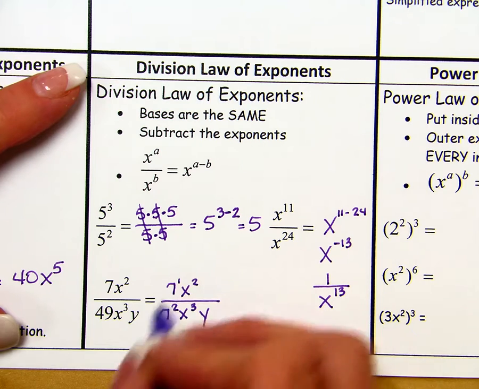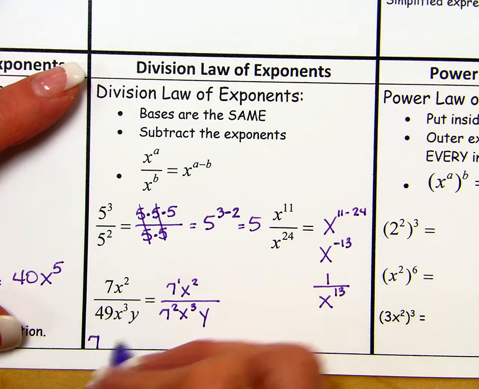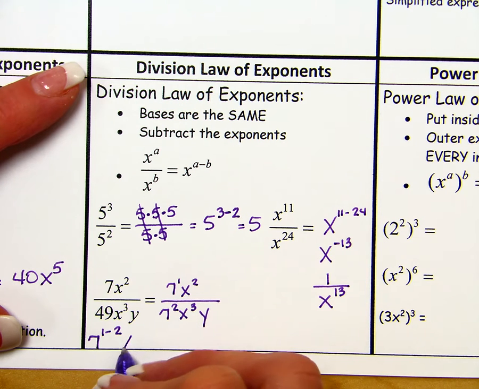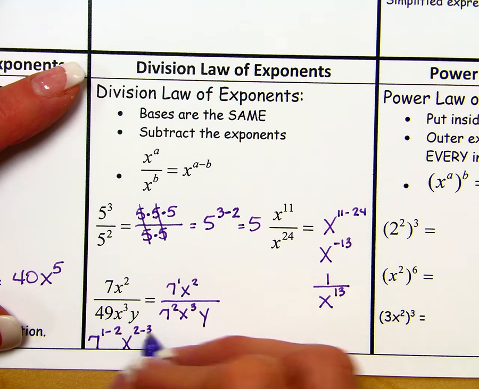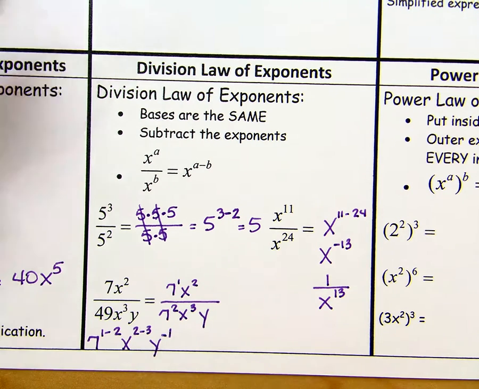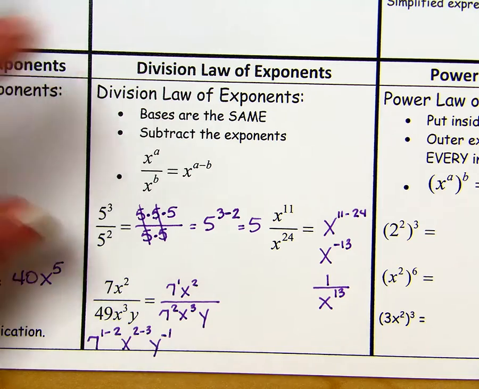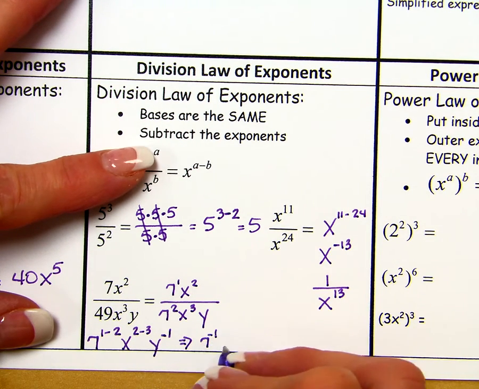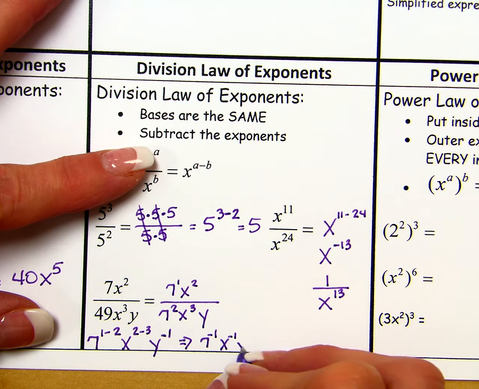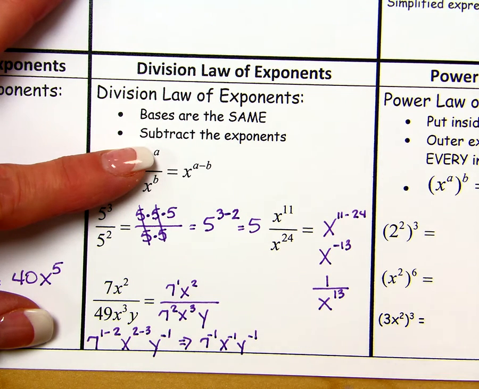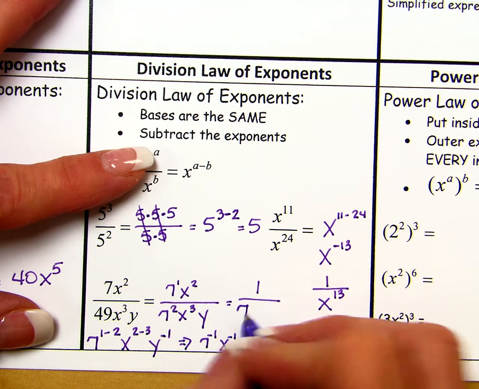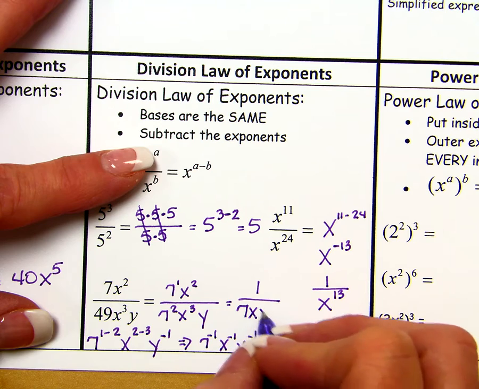So here I would take this and write it all on one line. This is going to be 7 to the 1 minus 2. This would be x to the 2 minus 3. And this one with the y on bottom means that it has a negative 1 exponent if I write it in this way. So this is going to simplify to be 7 to the negative 1, x to the negative 1, y to the negative 1. So that's going to give me 1 on top, a 7 on bottom, an x on bottom, and the y on bottom.